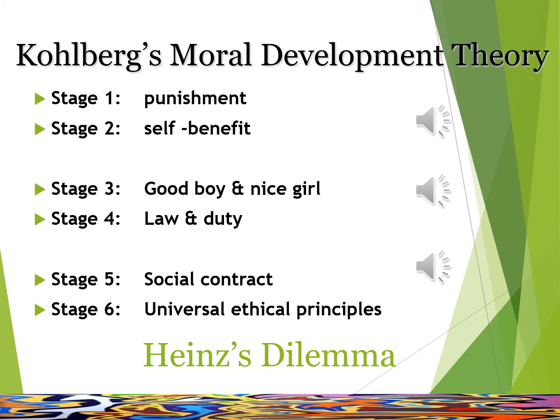Stages 5 and 6 are by far the less common. Stage 5 is social contract. In this stage, the person considers the needs of society and the individual and considers both in their reasoning. Stage 6 is very rare. A small sample would have no stage 6 people at all. It's the stage of universal ethical principles.